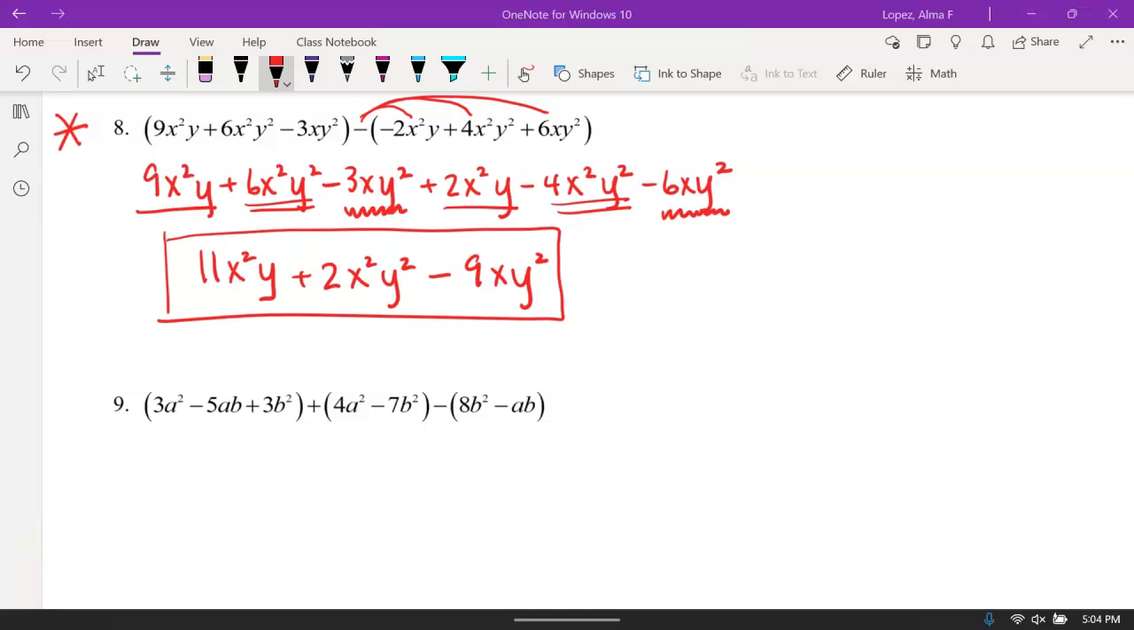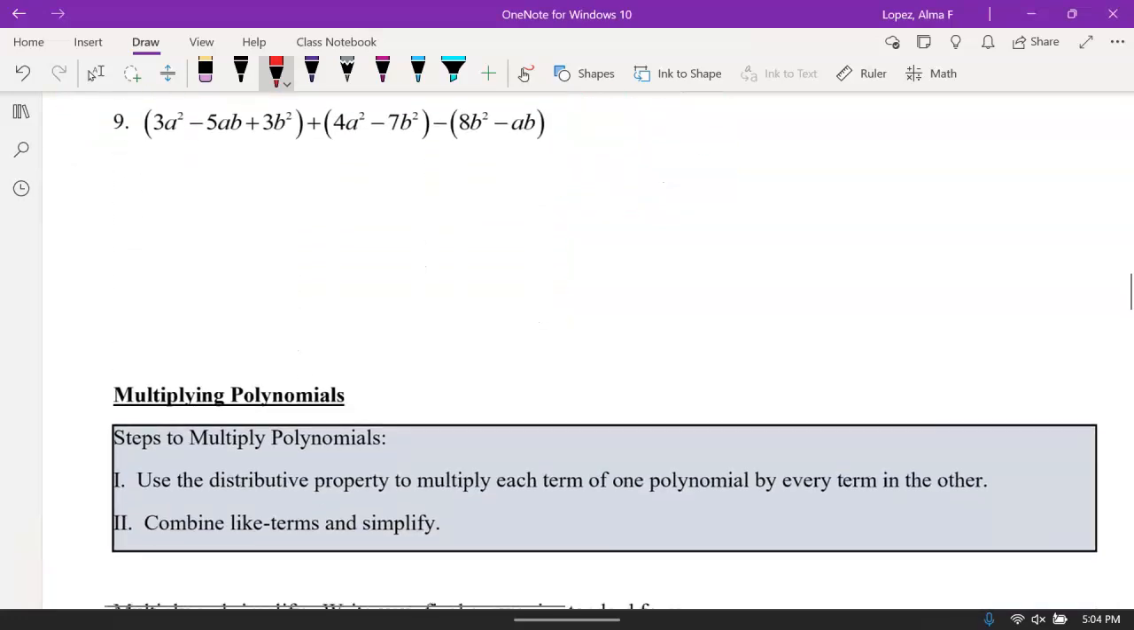Okay, let's continue with video for polynomials, notes 21. We've got one more example of the addition and subtraction of polynomials. Let's follow our rule. If the parentheses has nothing in front of it, we can just bring everything down.